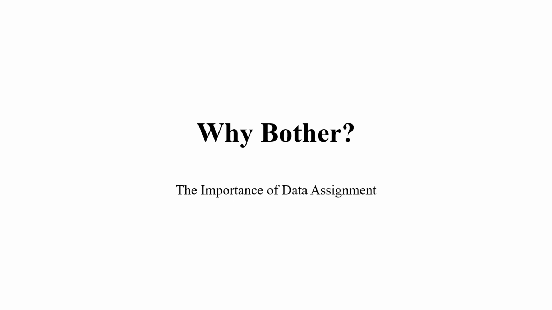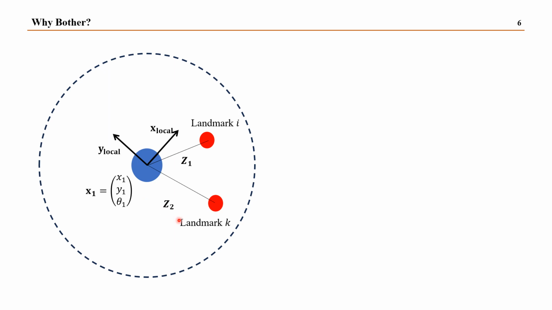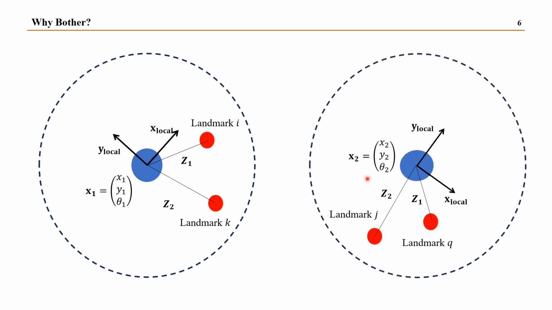Now I will answer the question of why bother at all with the data assignment problem. So let's have, for example, this setting right here. We have a robot at position x1. It can see landmarks i and k, and it generates measurements z1 and z2. Now this is another scenario where the robot is at state x2. It observed landmarks q and j and generated the exact same matrix of measurements Z1 and Z2. This might happen because the configuration of the landmarks with respect to the robot is identical in both cases.